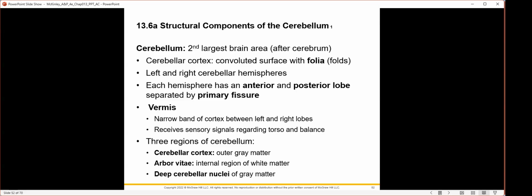And we have a number of different features. What we're going to focus on for cerebellum are these ones down here. We have the cerebellar cortex, the outside made with gray matter. We have arbor vitae, the inside made with white matter. And then we have a number of different nuclei present in cerebellum.